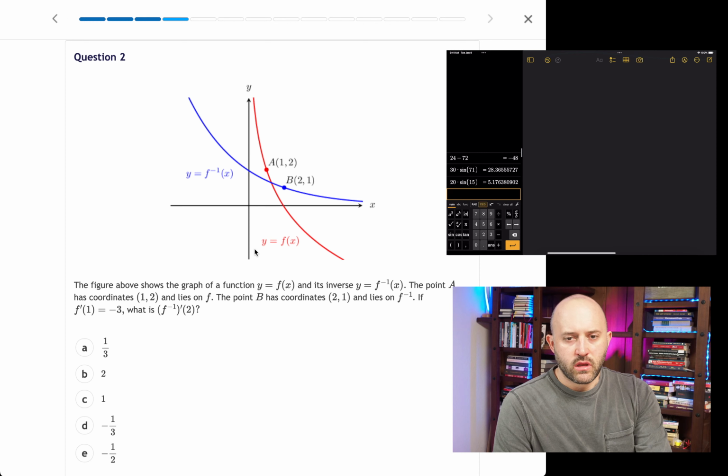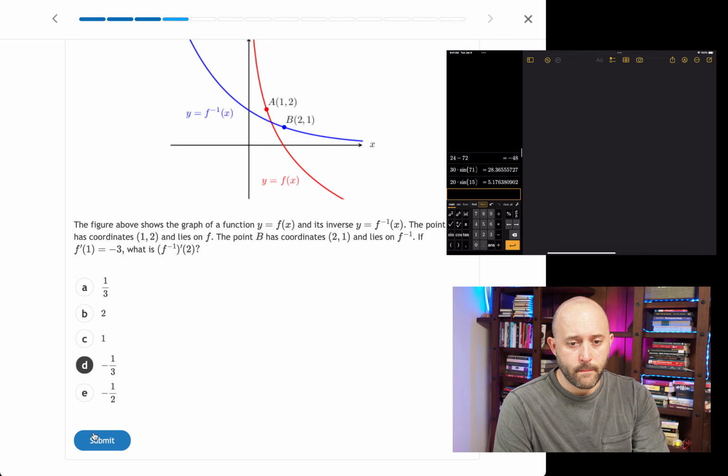And we have the same thing with this kind of thing. B has coordinates 2, 1 and 1, 2, okay? If f prime of 1, so we're looking at this guy, is negative 3, what is it at 2? What's the inverse at 2? So just literally 1 over that. So negative 1/3.